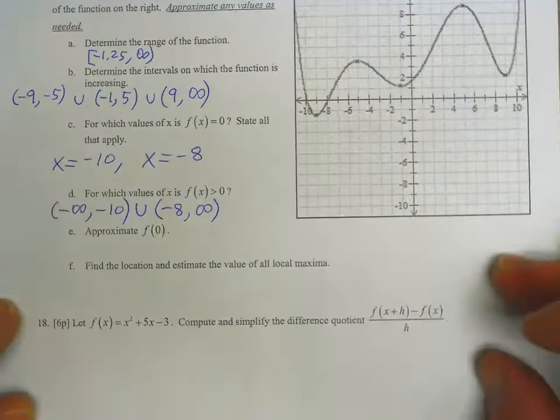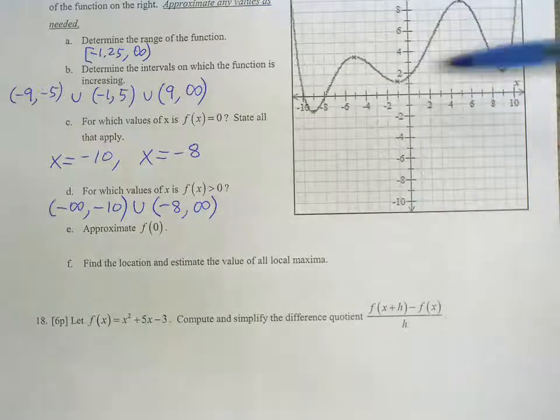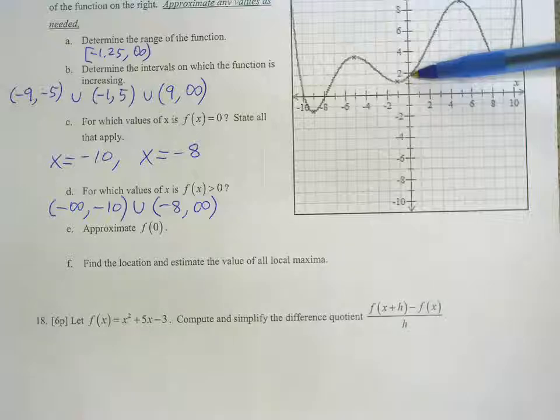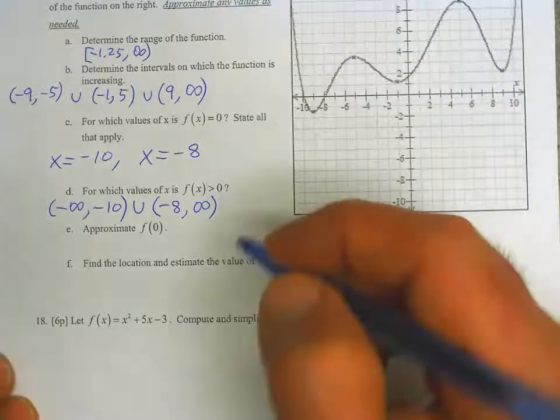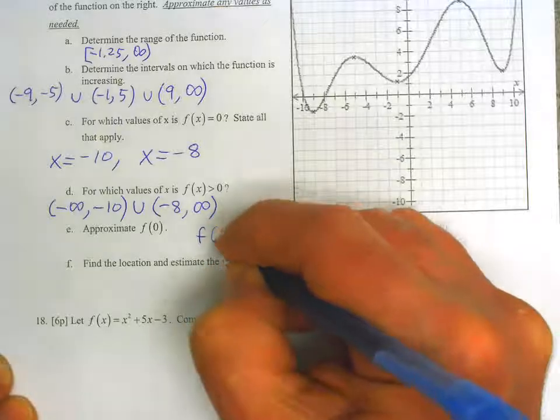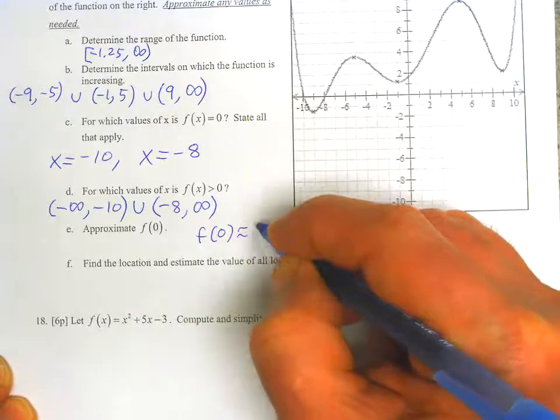Okay, on part E, it says approximate f of 0. That's like asking what the y-coordinate of the y-intercept is. And it looks like it's about 1.7. If you're in the ballpark, you'll probably be given credit. So I'm going to say f of 0 is about 1.7.